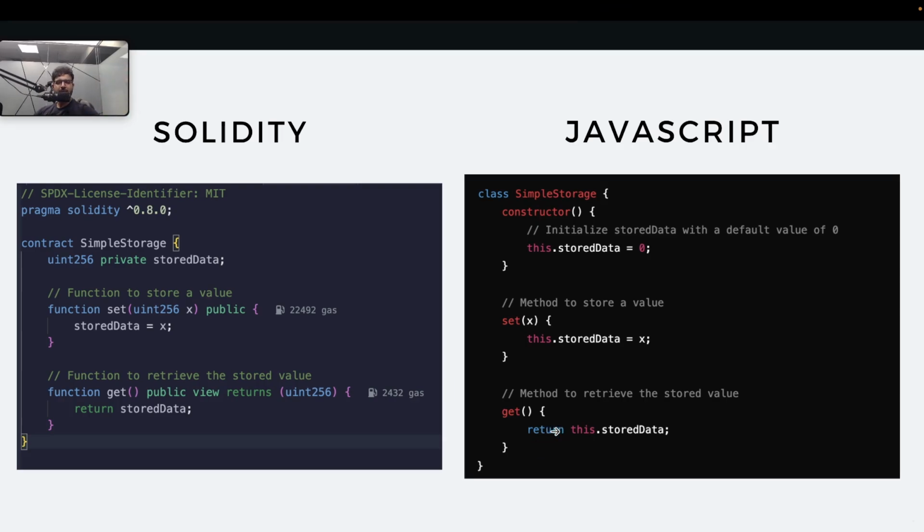For the people who don't know JavaScript, it is similar to classes in Java, or any other language. This is the class, this is the name, this is the constructor where I initialize stored data to 0. Here I did not need the constructor because it will by default be 0.